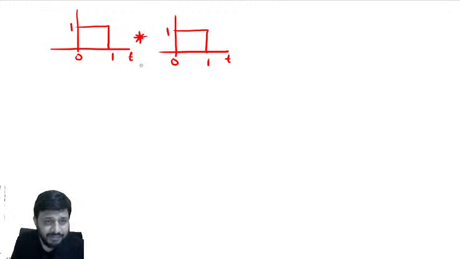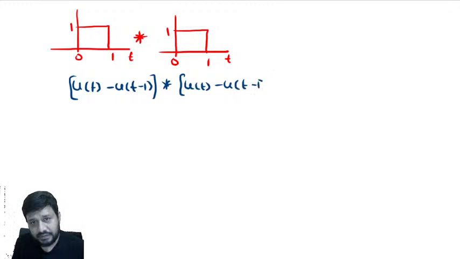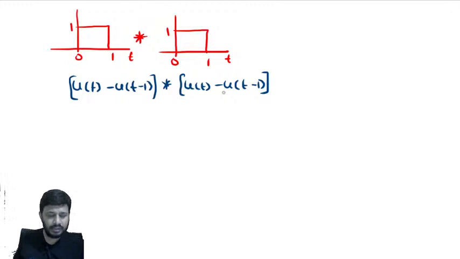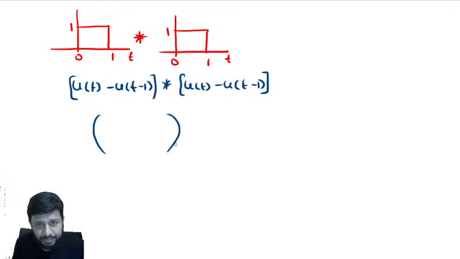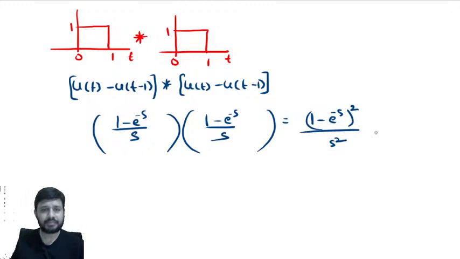Now, how can you write the first signal? Can I write the first signal as u(t) minus 1, first signal convolved with the second signal u(t) minus 1, the same signal? Now, multiply their Laplace. So, (1 minus e power minus s) by s, (1 minus e power minus s) by s, or this is (1 minus e power minus s) whole square by s square.